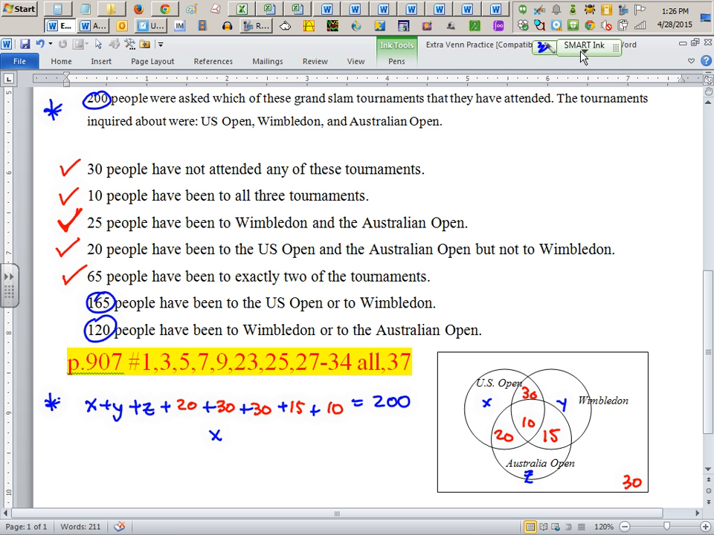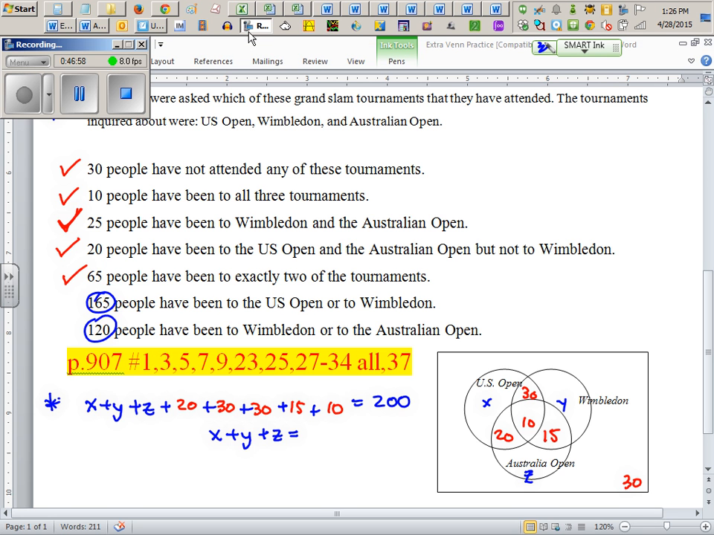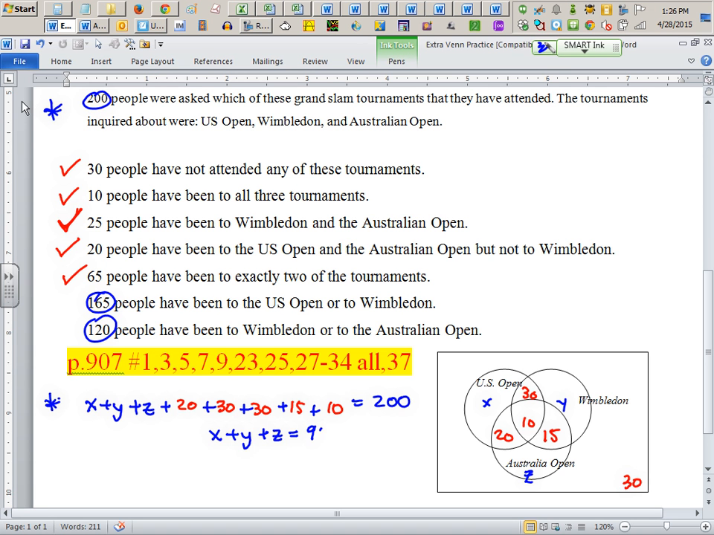Okay, so if you simplify this, you get x plus y plus z is 95, because it's 50, 80, 95, 105. So you subtract that from 200. Okay, so that equation is ready to go. This here, I'll put a double asterisk next to it.